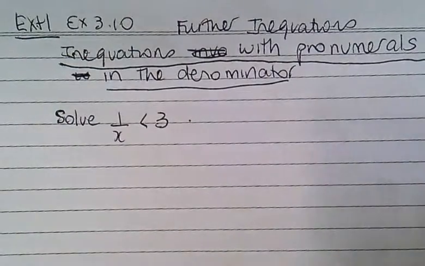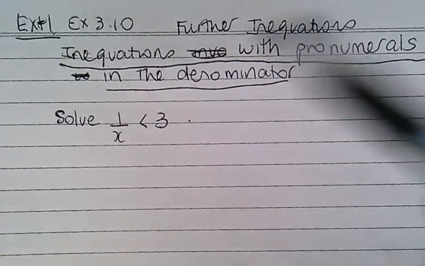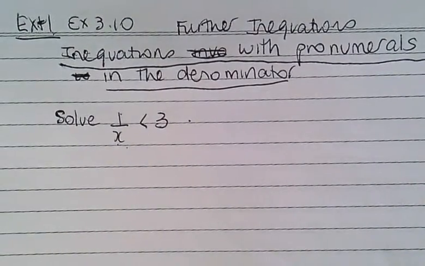Extension 1, exercise 3.10, further inequations with pronumerals in the denominator. Now, remember the rules with inequalities. When you multiply or divide by a negative, you have to flip the inequality sign, or if you take reciprocals of both sides, you've got to flip the inequality sign. The problem with this is my x is the unknown and it's on the denominator.